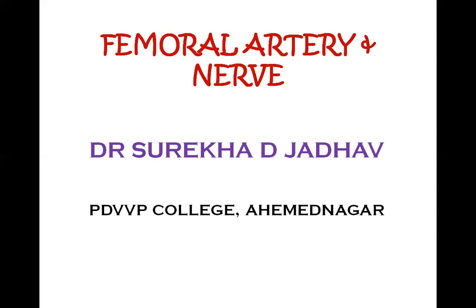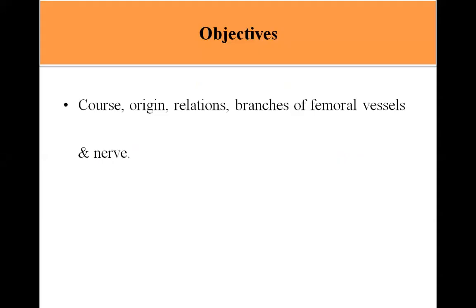Good morning, student. In the last lecture, you learned about the femoral triangle, and one of the important contents of the femoral triangle are femoral artery, femoral vein, and the femoral nerve. So today we are dealing with the femoral artery and the femoral nerve. Objectives of today's lecture are the origin, course, relations, branches of femoral vessels, and the femoral nerve.